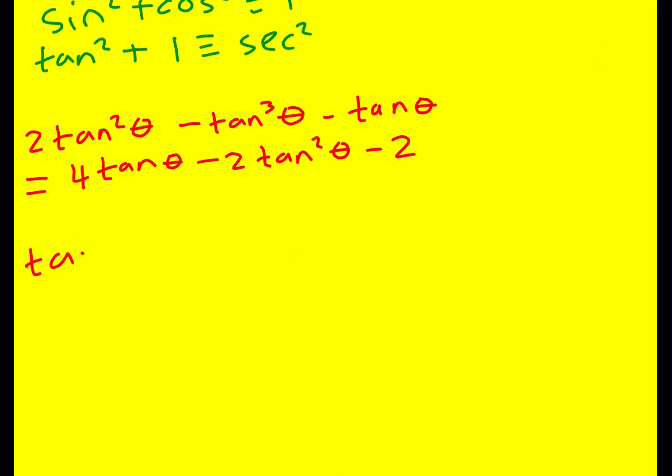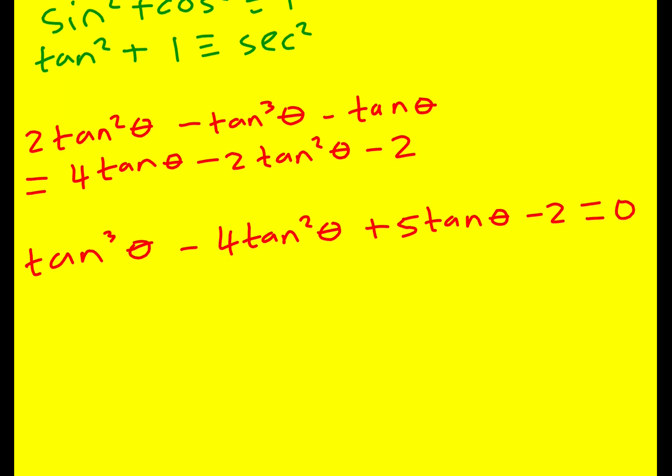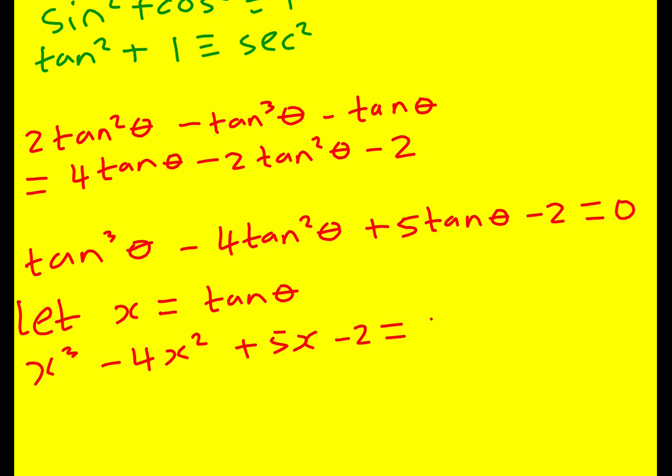If I get it all on one side with the tan cubed as the leading term and the coefficient of 1, so add it to the right hand side: tan cubed theta minus 4 tan squared theta plus 5 tan theta minus 2 is equal to 0. This is a hidden cubic, actually. So I'm going to do a substitution, I think. Let x equal tan theta. So x cubed minus 4x squared plus 5x minus 2 equals 0.